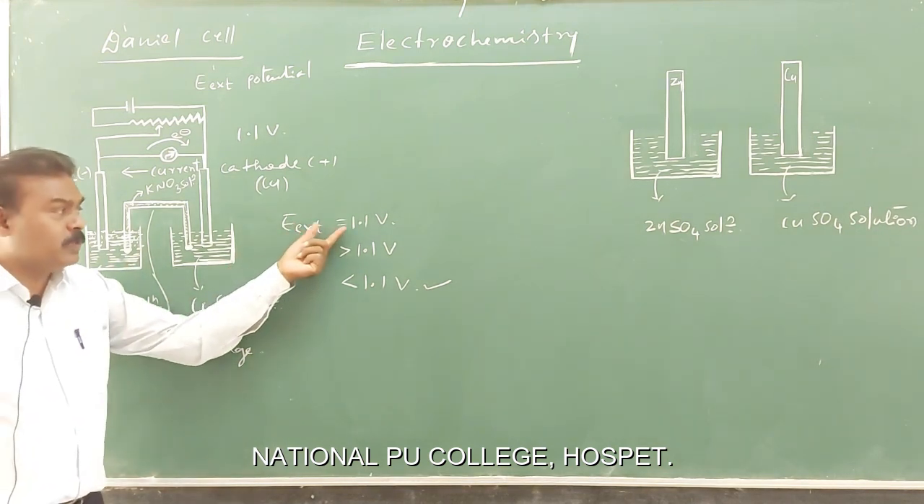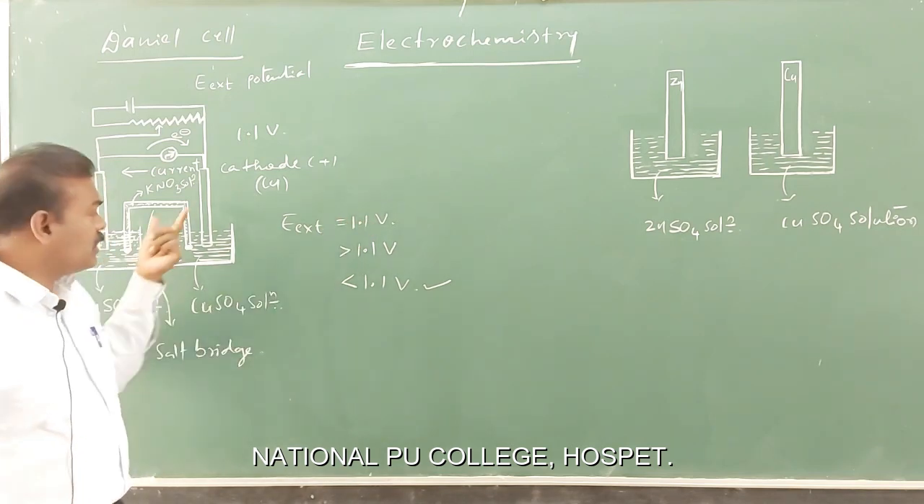Suppose you apply only 1.1 volt to this Daniell cell, what happens?